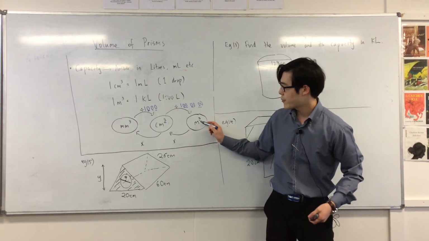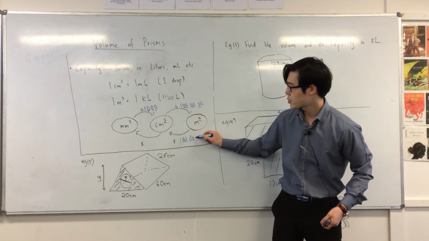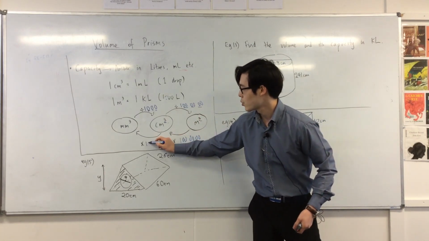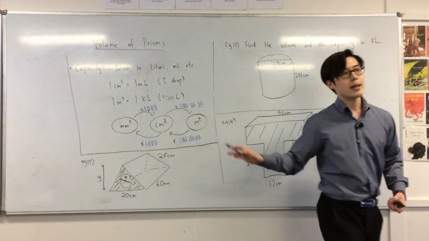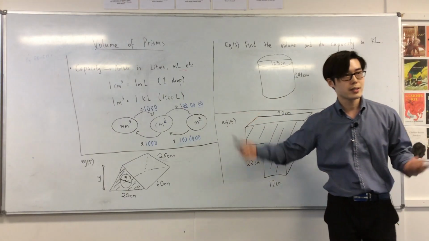Similarly, if we're going backwards, then it will be times by the same number, because you're going from a bigger unit to a smaller unit. So you need to memorize that. Just have it in front of you when you do the exercise, but when it comes to the exam, that's how I memorize it, okay?